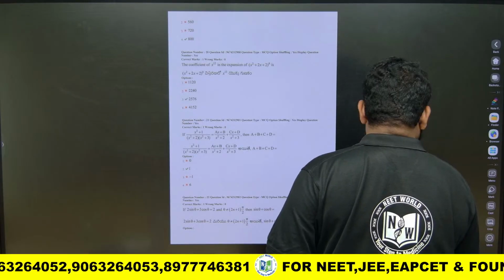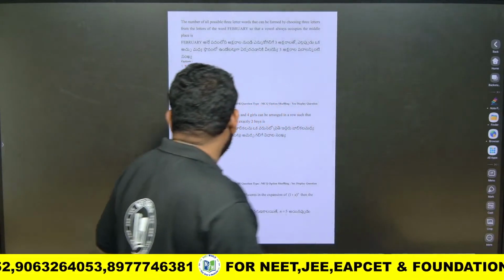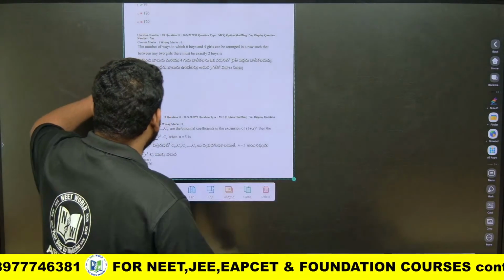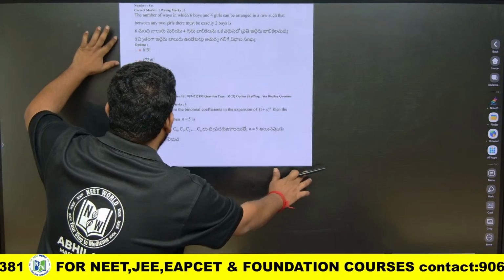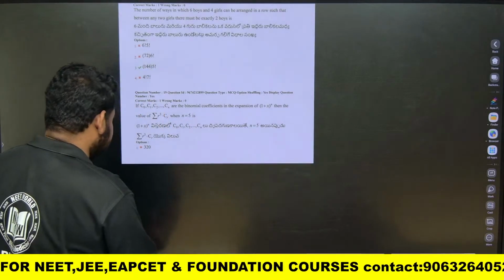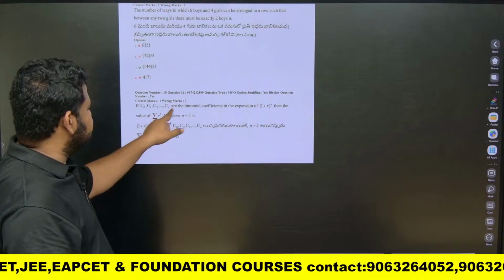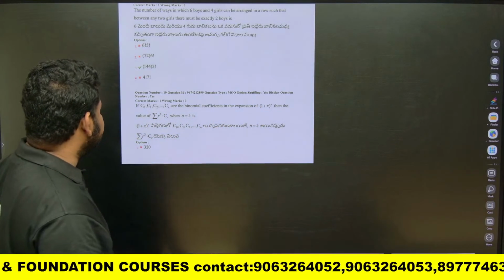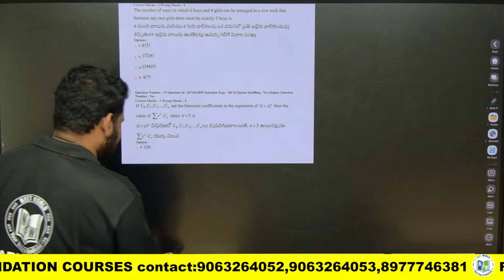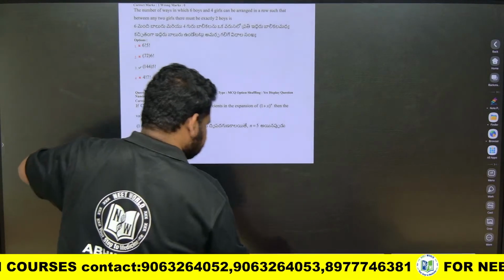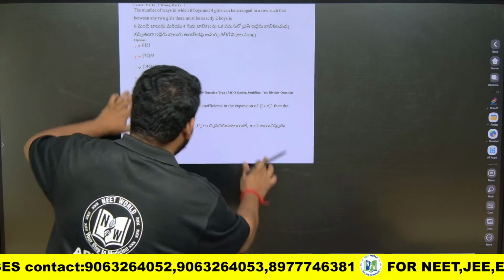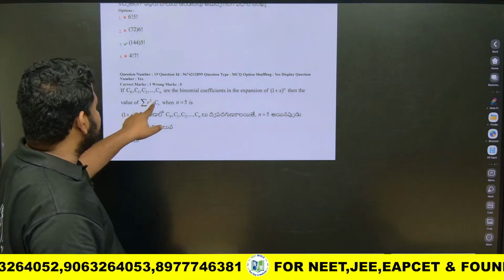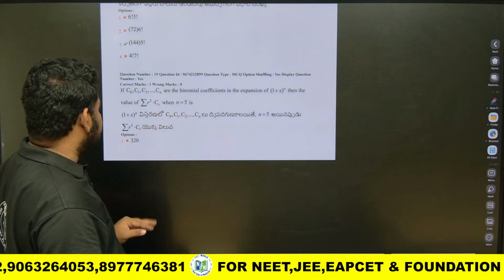Now we have to solve from question number 19. Have a look at this question, friends. They are telling that if C0, C1, C2, ..., Cn are the binomial coefficients of the expansion of (1 + x)^n, then what is the value of the summation of r^3 Cr where n is equal to 5? This is what they are asking.